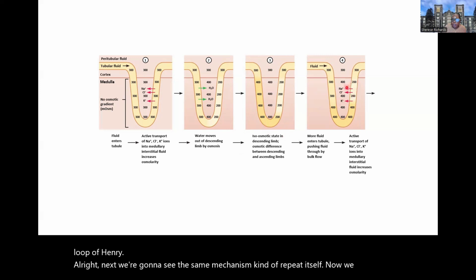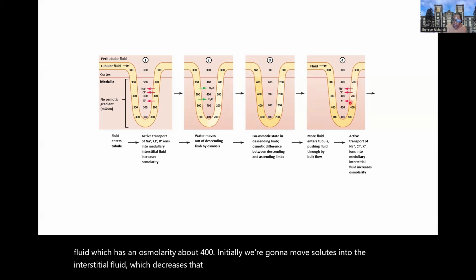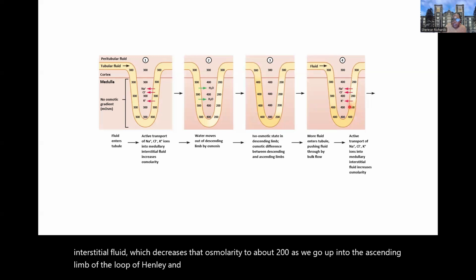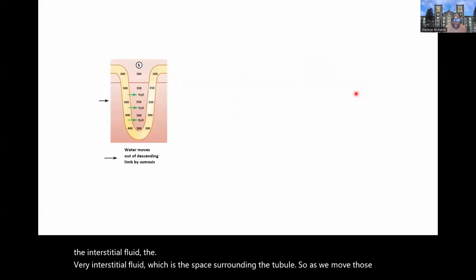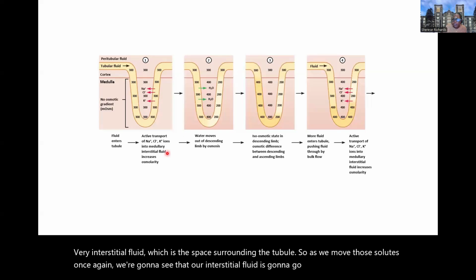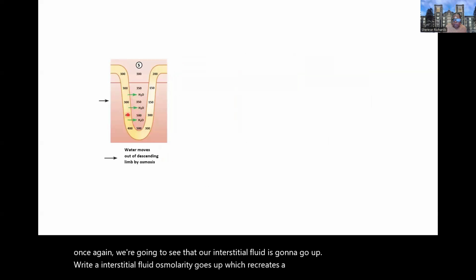Now we have tubular fluid which has an osmolarity of about 400 initially. We're going to move solutes into the interstitial fluid, which decreases that osmolarity to about 200 as we go up into the ascending limb of the loop of Henle. And what we're doing now is increasing the osmolarity of the medullary interstitial fluid, which is the space surrounding the tubule. So as we move those solutes once again, our interstitial fluid osmolarity goes up, which recreates a gradient for the movement of water on the descending limb.